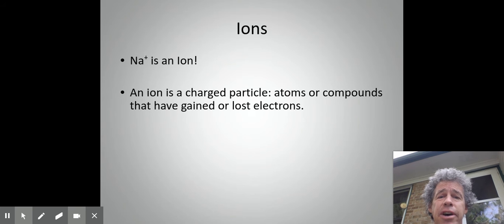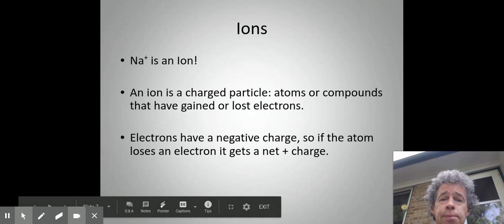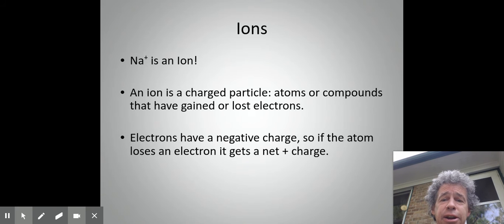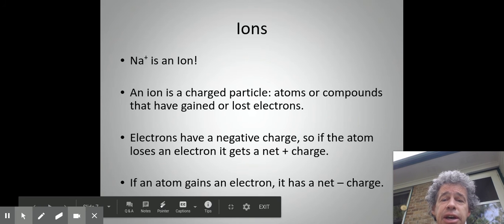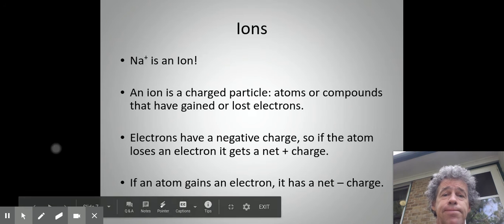And often ions are made of atoms. They can also be made of several atoms together. So it can be a particle or a compound that has gained or lost electrons, like sulfate, which is SO4 2-. Again, electrons have a negative charge, so if the atom loses an electron, it gets a net plus charge. If the atom gains an electron, it has a net minus charge.